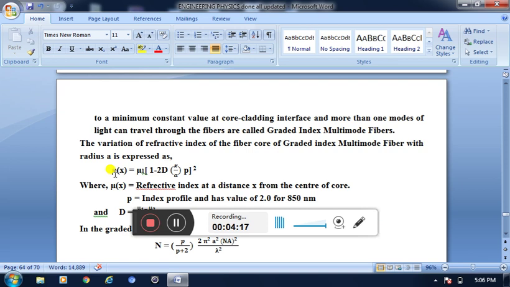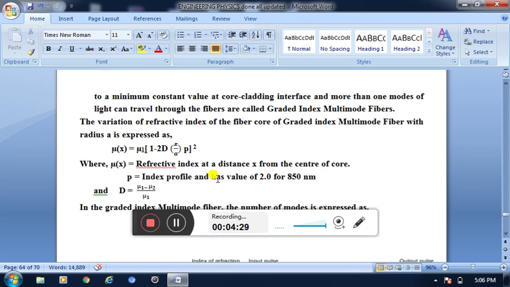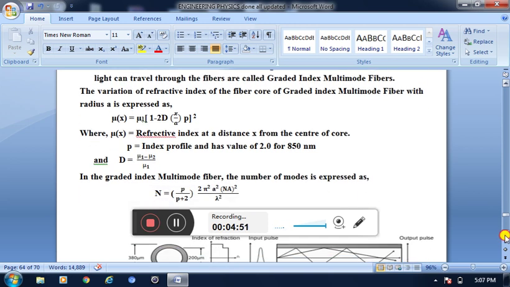Dear student, let us now calculate the refractive index mu x equals mu 1 bracket 1 minus 2 delta (x by a) to the power p, where mu x is the refractive index at distance x from the center, and p is the index profile. Delta is equal to mu 1 minus mu 2 upon mu 1.